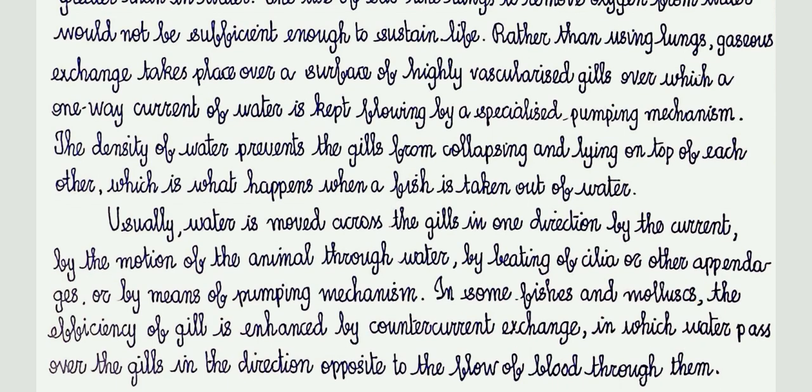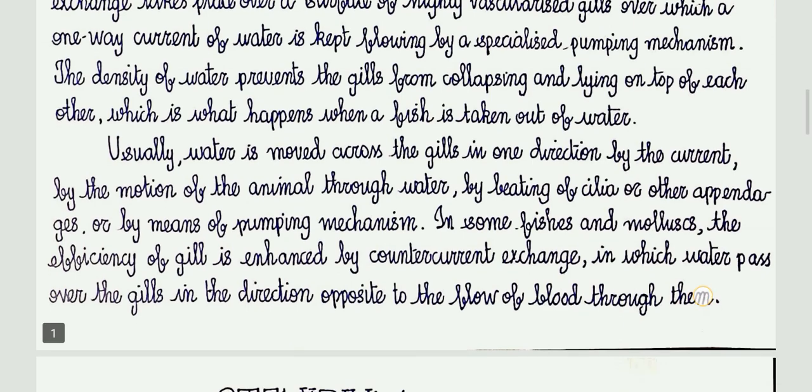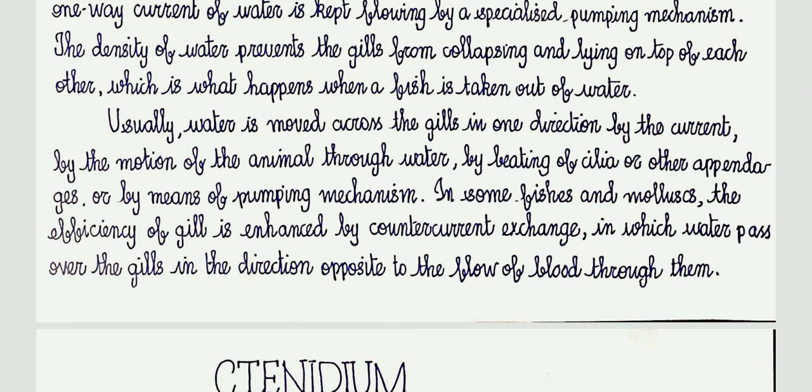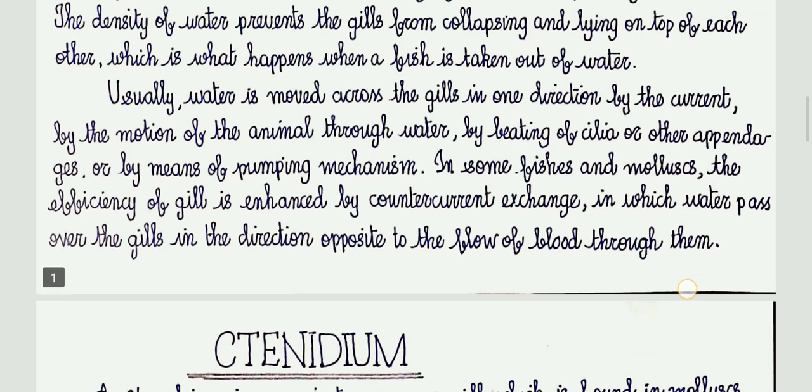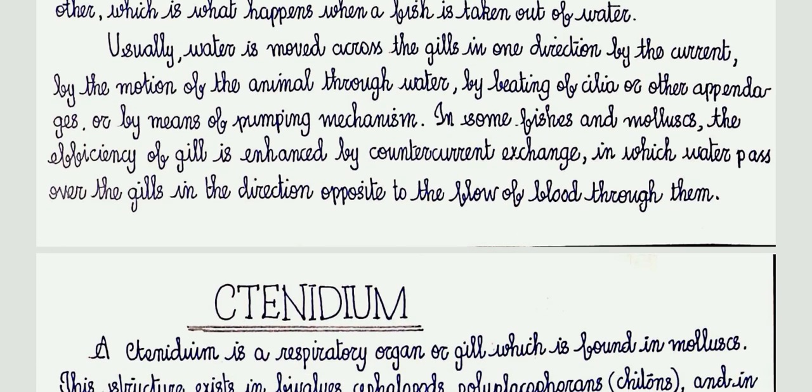Usually, water is moved across the gills in one direction by the current, by the motion of the animal through water, by beating cilia or other appendages, or by means of a pumping mechanism. In some fishes and mollusks, the efficiency of the gill is enhanced by countercurrent exchange, in which water passes over the gills in the direction opposite to the flow of blood through them.